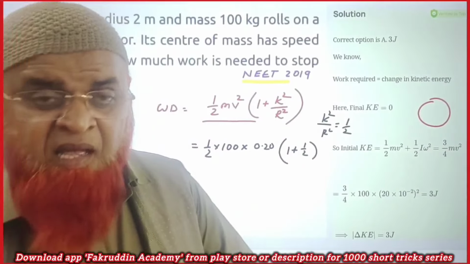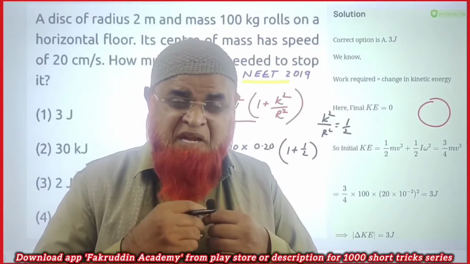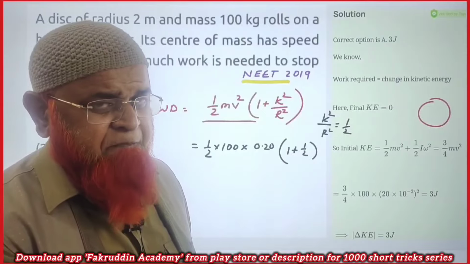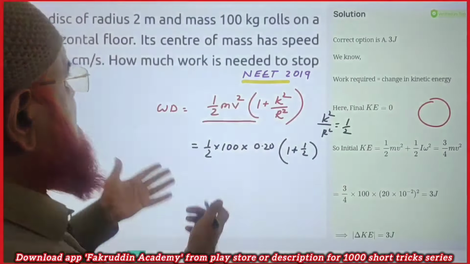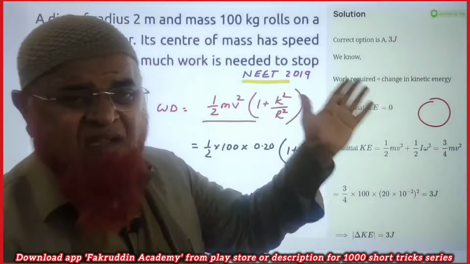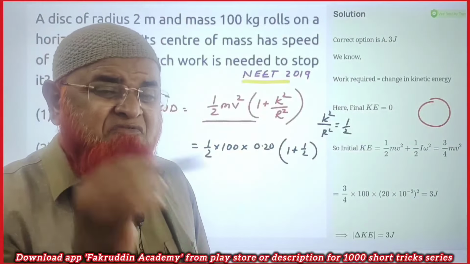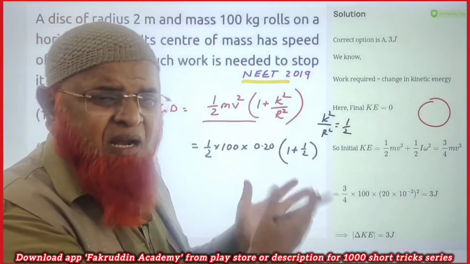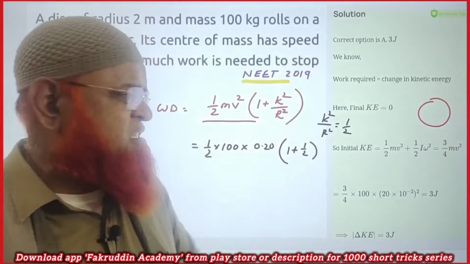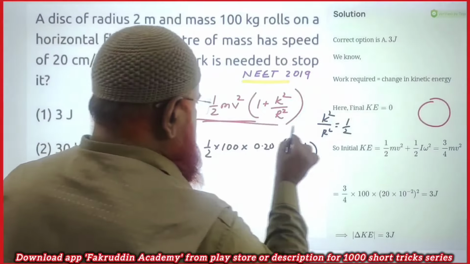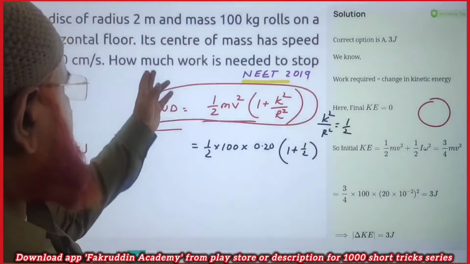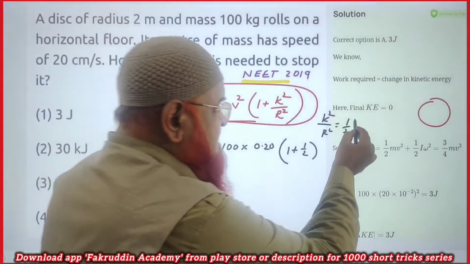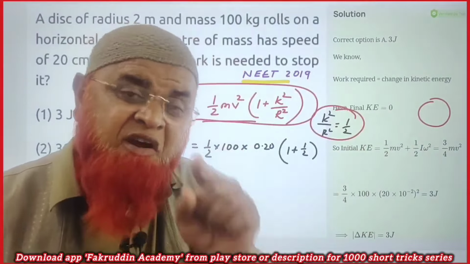Good news, we have made physics easier than biology for you. You can see how lengthy a solution has been given. Here a disc is rolling. The question says that the disc is having a rolling motion, and what is the work done by the disc while rolling? A lengthy process is given. Such a long process is given, so I am giving you a simple shortcut. This is going to be your shortcut: just half mv square times 1 plus k square by r square. And you all know, for a disc, what is the value of k square by r square? It is 1 by 2.